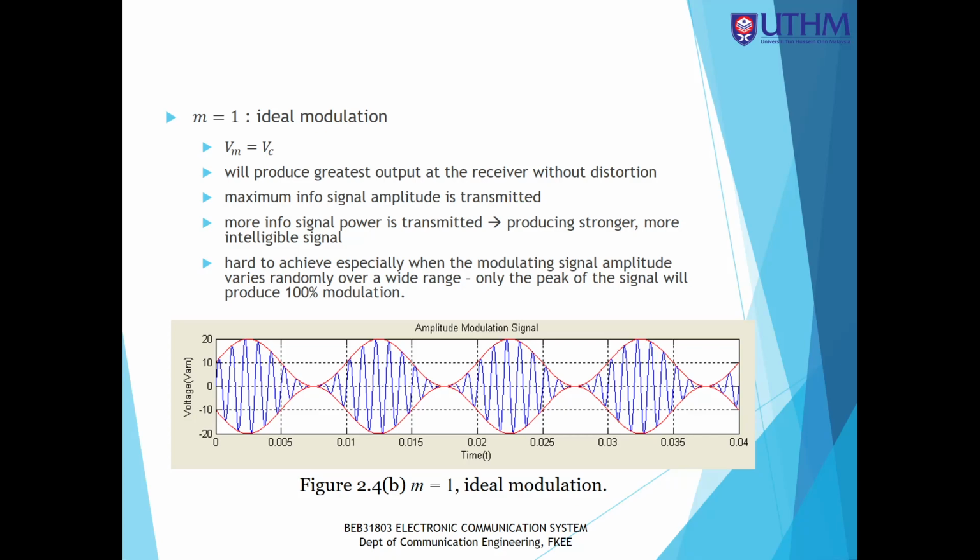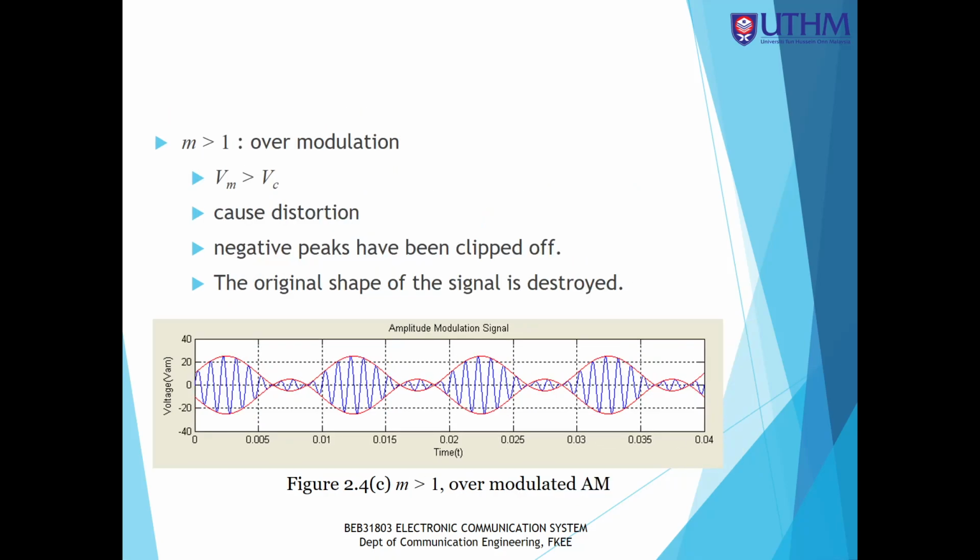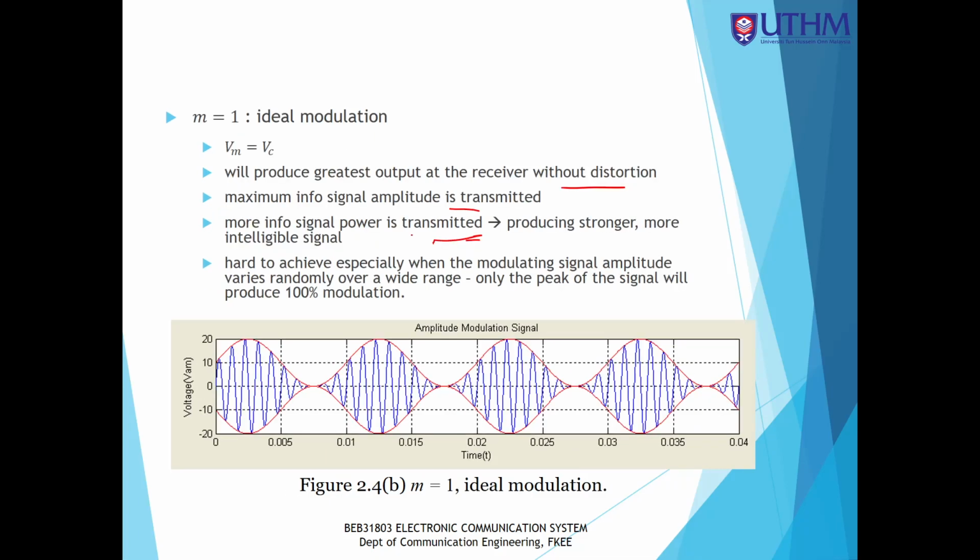And then during the ideal case, ideal AM modulation, so Vm, the peak amplitude of the input message equals the peak amplitude of the carrier. So this will produce the greatest output at the receiver without distortion. Okay, tanpa ada distortion. Maximum info signal amplitude is transmitted from the transmitter to the receiver. More info signal power is transmitted, okay, because we are using a high power. So this produces a stronger, more intelligible signal. This is hard to achieve, especially when the modulating signal amplitude varies randomly over a wide range. Only the peak of the signal will produce 100% modulation. So this is a 100% modulation index.